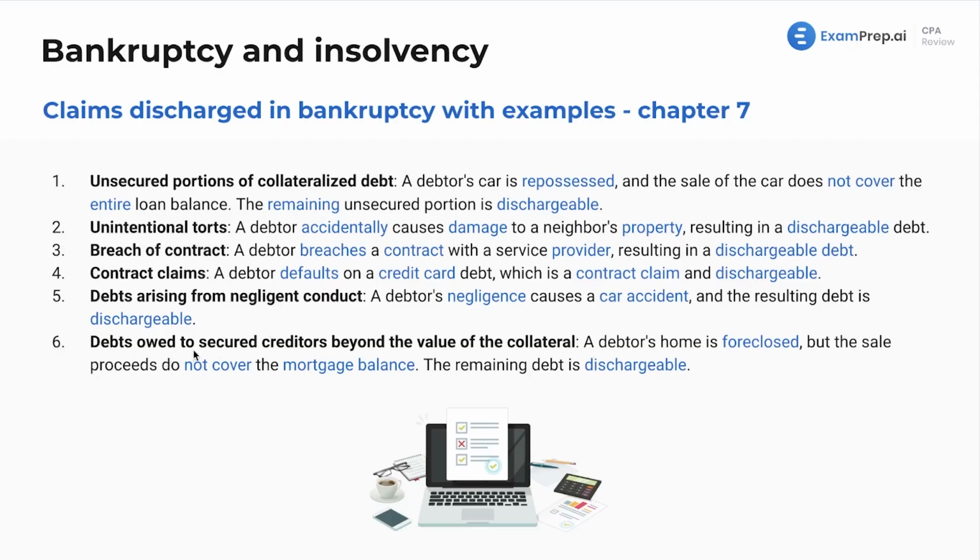And then lastly, debts owed to secured creditors beyond the value of the collateral. So a debtor's home is foreclosed, but the sale proceeds do not cover the mortgage balance. The remaining debt is dischargeable. Pretty much kind of similar to point one. Point 1 and 6 go hand in hand.